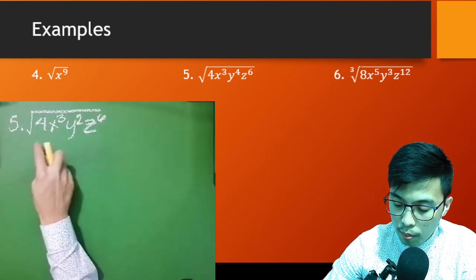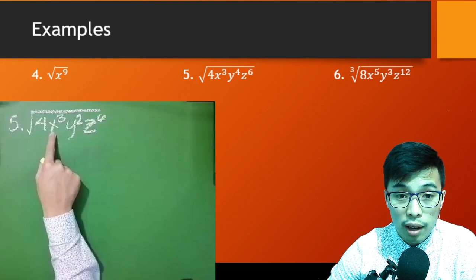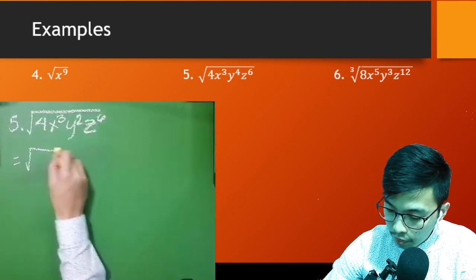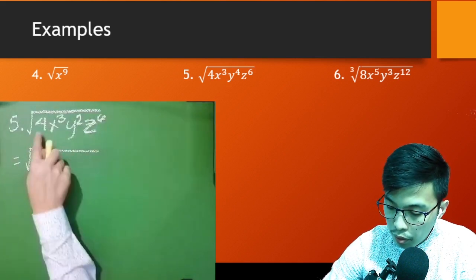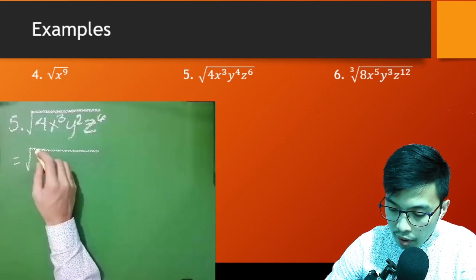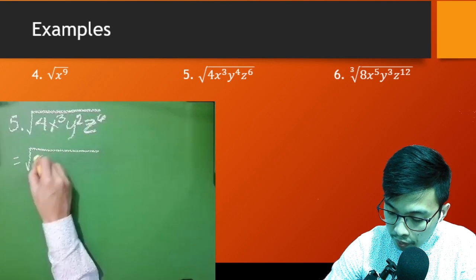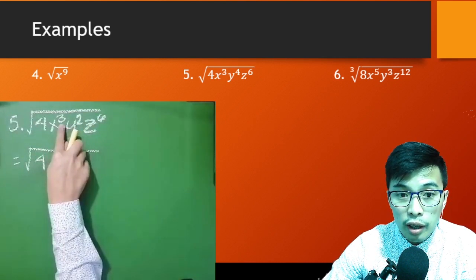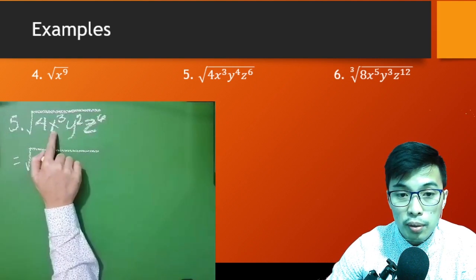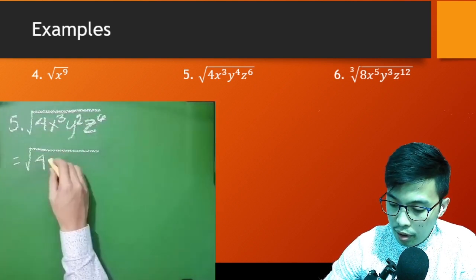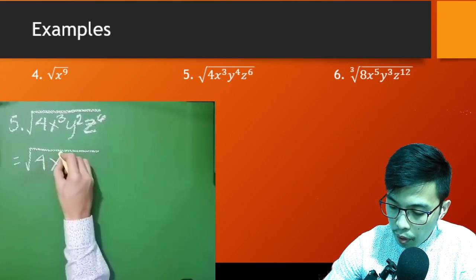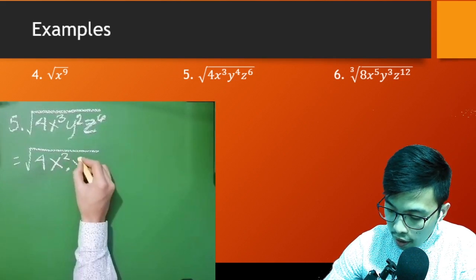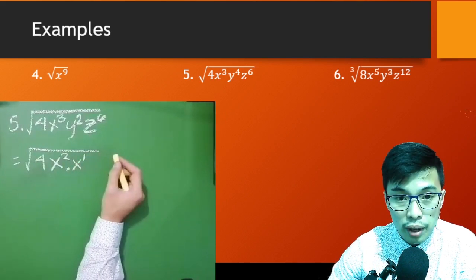So, and then we move on to this. Ito lang yung ipapa-factor natin. Alright, so we move on. And then we write again. So 4, that's a perfect square. So magre-remain siya. And then x raised to the power of 3. Again, we need to factor this na yung isang factor is perfect square. So this is x raised to the power of 2 and then times x.